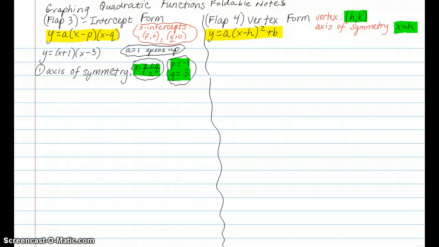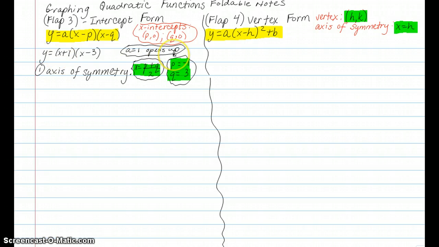The formula is y equals a times, in parentheses, x minus p times x minus q. This is just like factored form. What this is going to give you are x-intercepts, and the x-intercepts will be (p, 0), because you always have a y-coordinate of 0 with an x-intercept, and (q, 0). This parabola that we have here, y equals x plus 1 times x minus 3, which is your factored form, actually does have an a. It's 1. It's right there. You don't see it, but it is there.